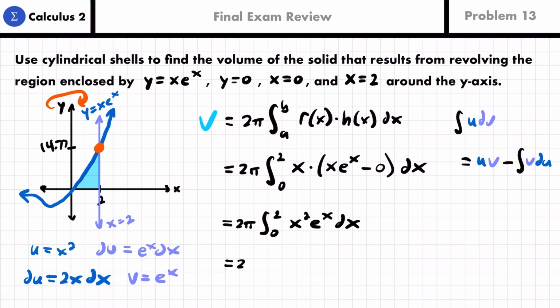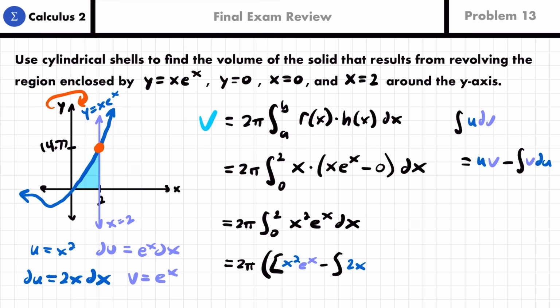Okay, and so now we can rewrite this integral using the formula for integration by parts. This will be equal to 2 pi times this integral, but now we are going to rewrite it in this way. So I'm going to have u times v, which is x squared times e to the power of x, minus the integral of v du. So you'll have e to the power of x times 2x dx. I'll write that like this.